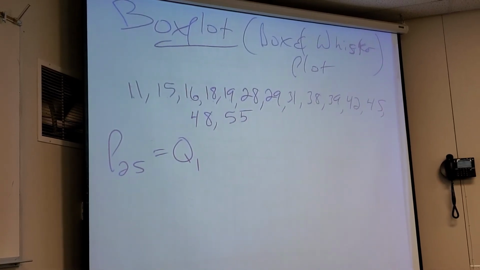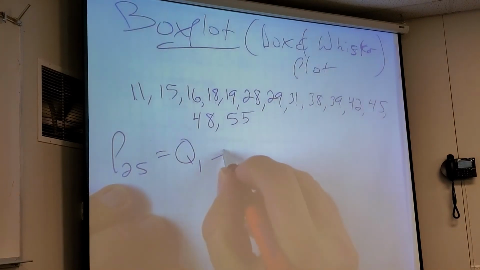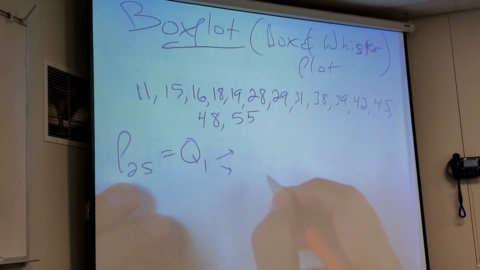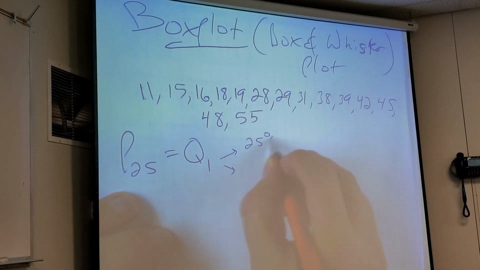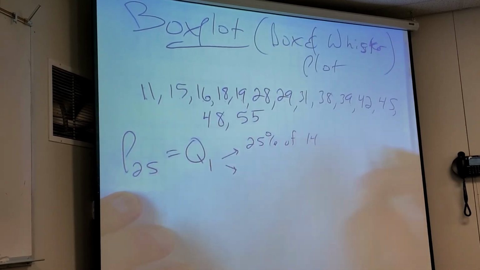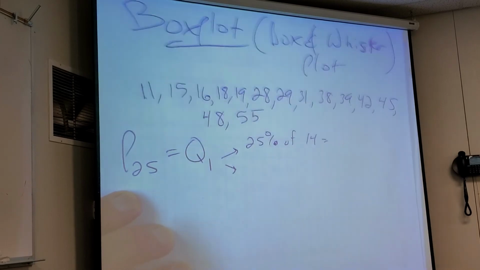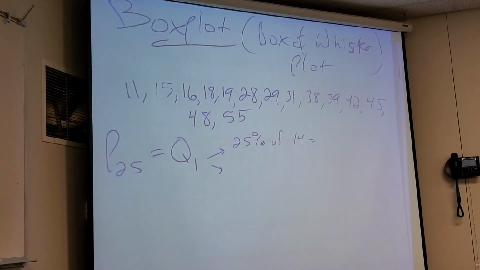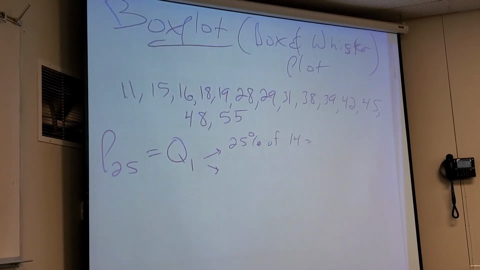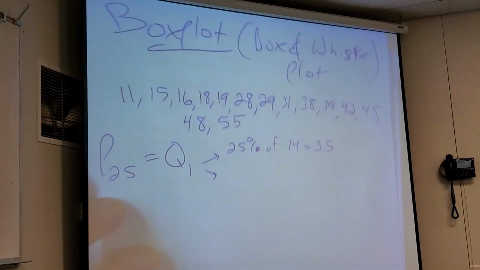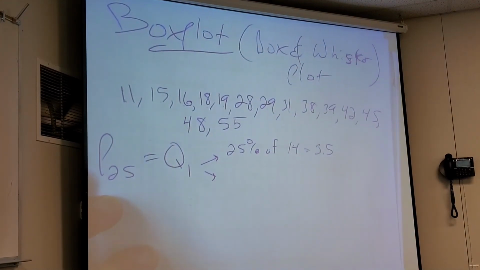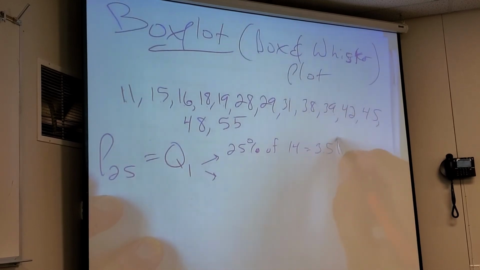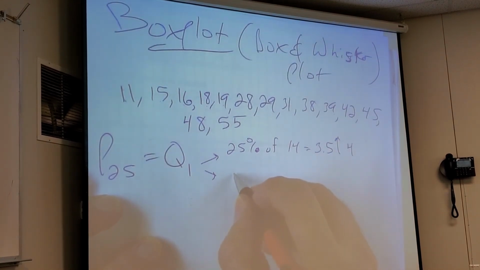How do I calculate P25? What are the two steps? 25% of 14, good, because now we've got 14 data points. 14/4 is 7/2. What's 7 cut in half? There you go. See? Reducing fractions, you can do it in your head. 3.5, that's a decimal, so what do we do? Force it up to 4. What's the fourth number? We're done.